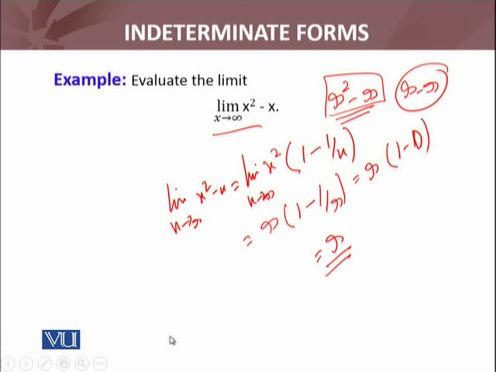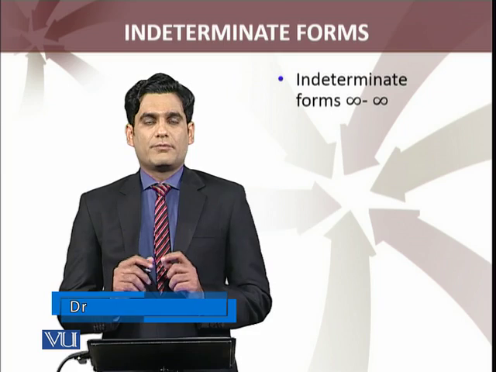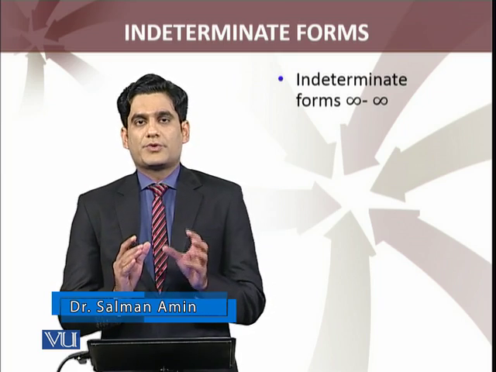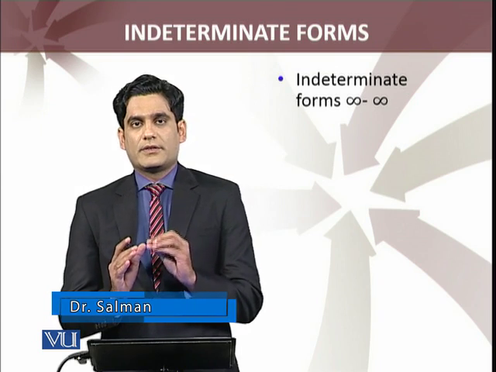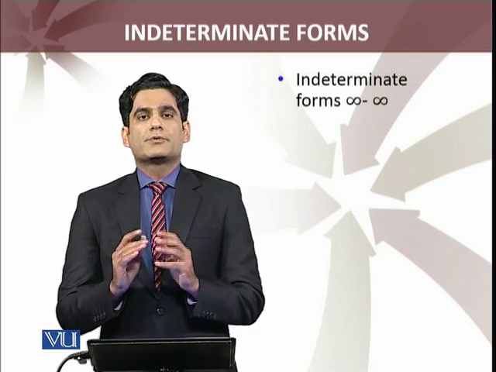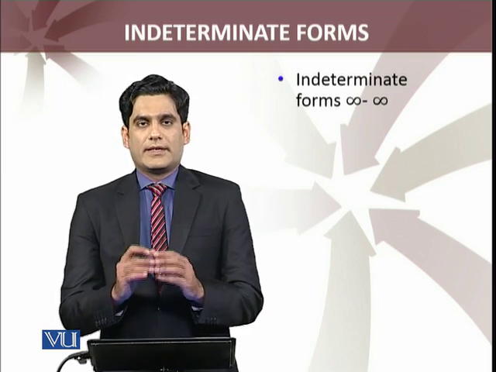So we have seen that whenever we have infinity minus infinity form, we have to do some tricks or computations to transform that infinity minus infinity form into 0 by 0 form or infinity by infinity form, so that we will be able to apply L'Hopital's rule and get the limits.